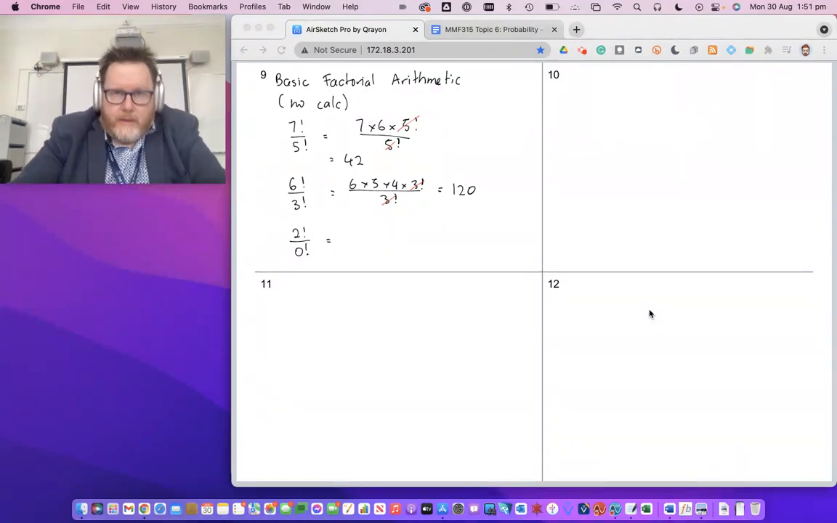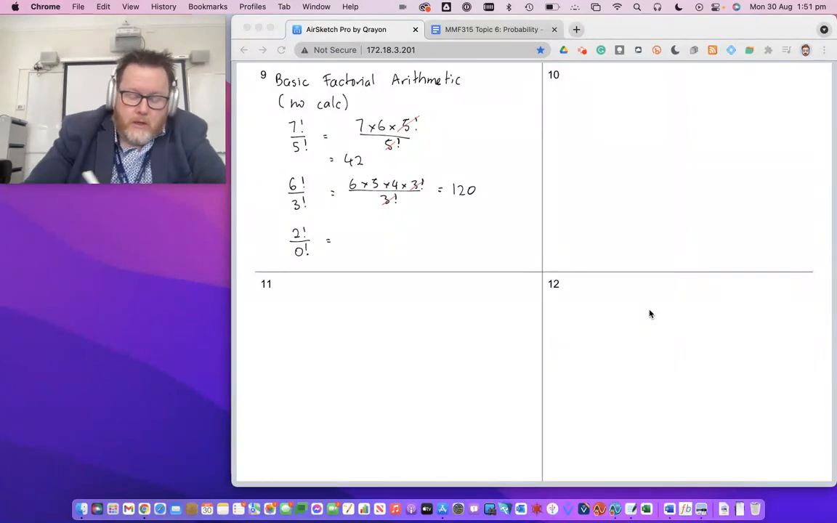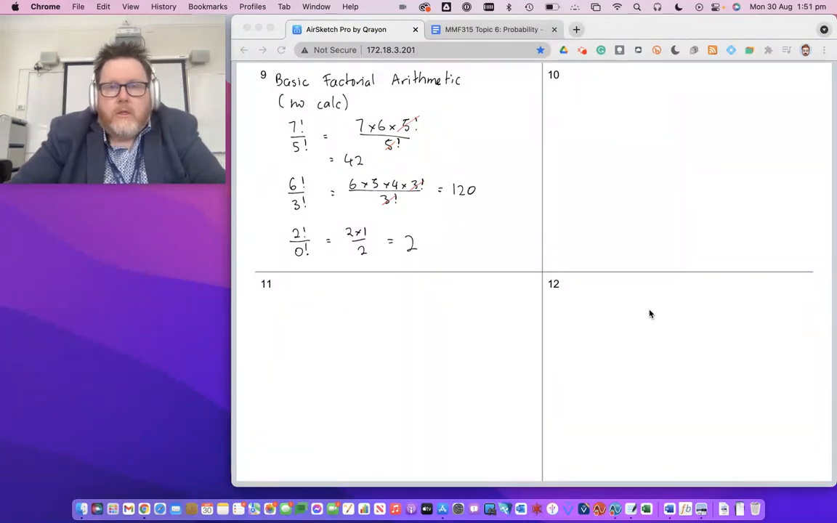2 factorial divided by 0 factorial might cause you to go does not exist because you're dividing by 0, but you're not. You're dividing by 0 factorial. So please don't forget that 0 factorial is just 1. So we're effectively going 2 times 1 over 2, and that is equal to 2. So just keep that in mind.